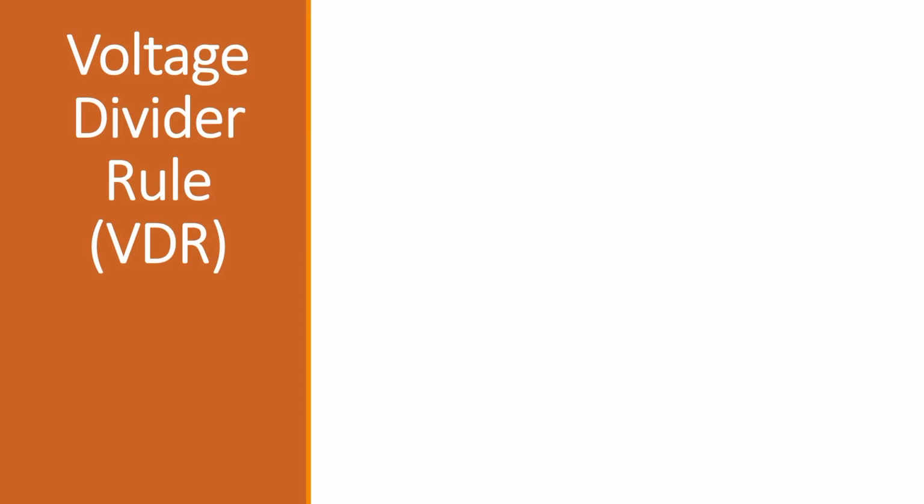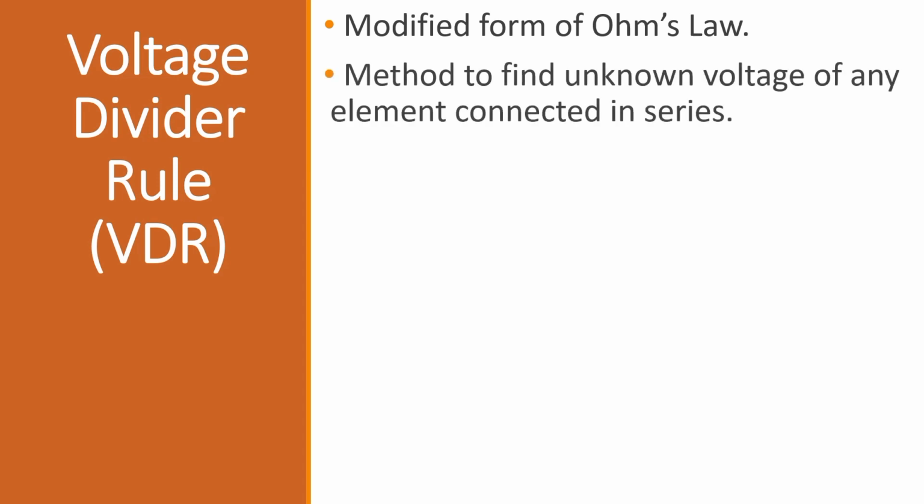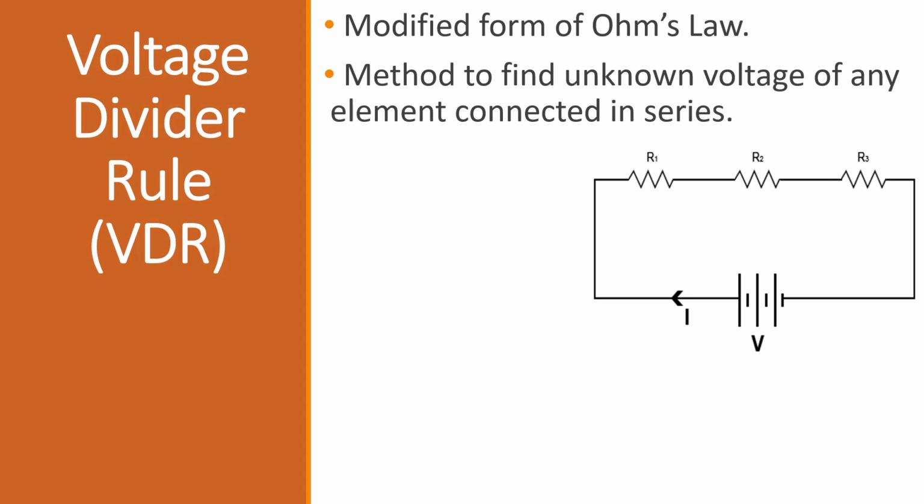What is a voltage divider rule? It is a modified form of Ohm's law. This voltage divider rule is the method to find unknown voltage of any element connected in series. This voltage divider rule is used when there is no clue of current. Now look at this configuration.